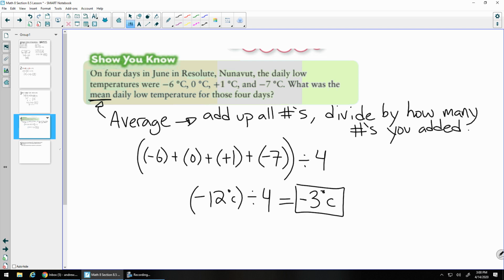Okay, so you're going to see in some questions in the textbook, tests, and in your future, questions about the mean. Remember that the mean is the average. You add up all the numbers that you're finding the mean or the average for, and then you divide by how many numbers you have.